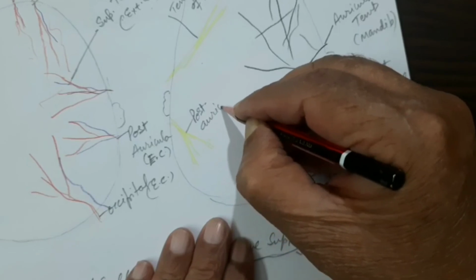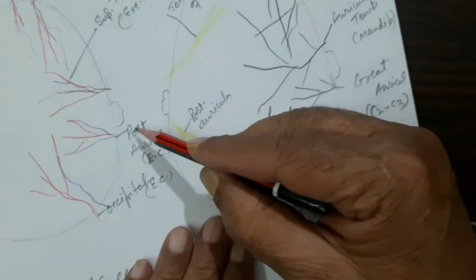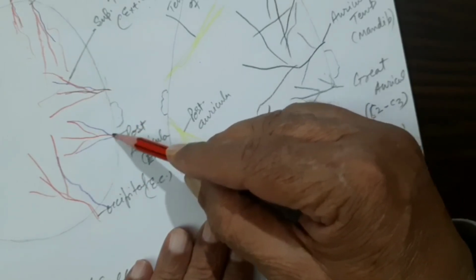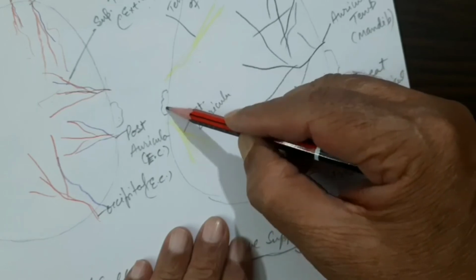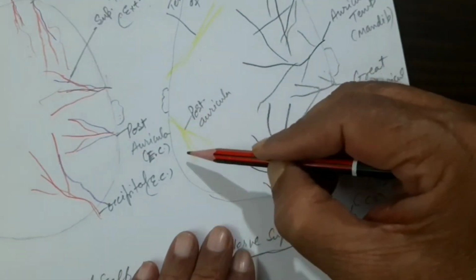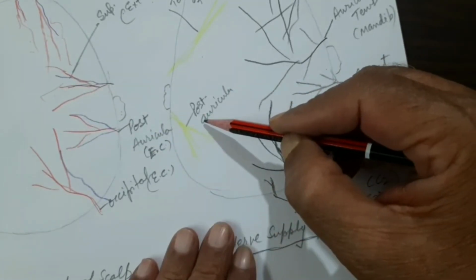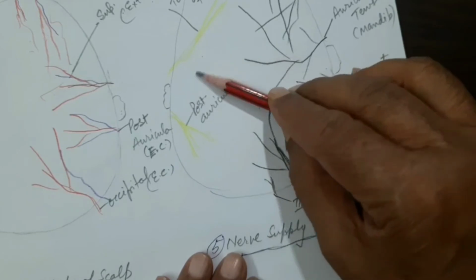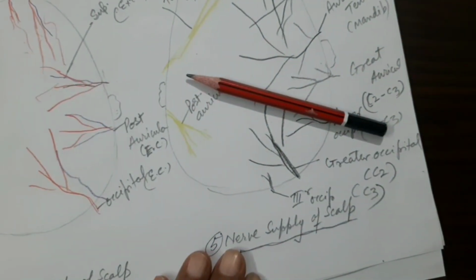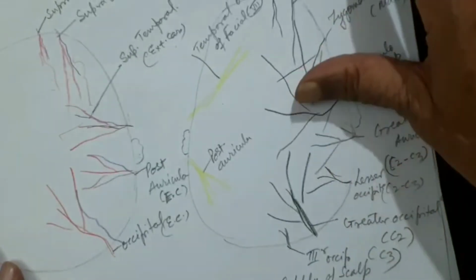Now, this is the name of the nerve, and the same name, posterior auricular, was there for the artery and veins behind the ear. Similarly, the same name is there for the motor branch of the facial nerve. The posterior auricular branch will supply the occipital belly of the occipitofrontalis. Okay, now this completes your question.